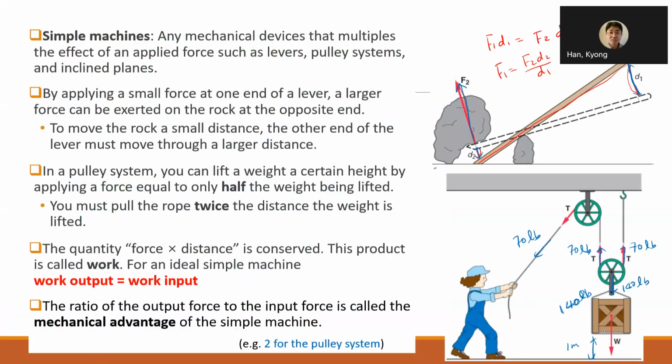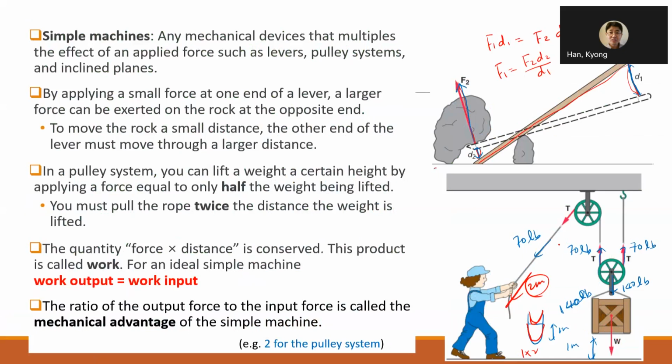Up there. And this rope, if you think this rope moved 1 meter, it means this rope can be shortened to just one new length. This will be shortened about 1 meter times 2. She has to pull 2 meters. Yes, the weight only moved 1 meter, but she needs to pull the rope 2 meters.